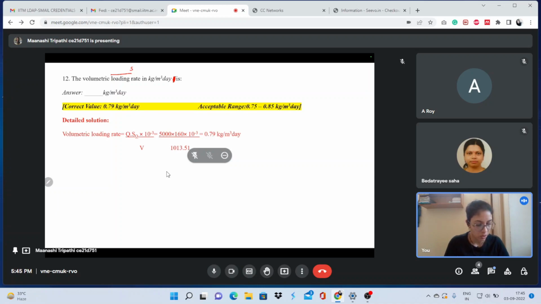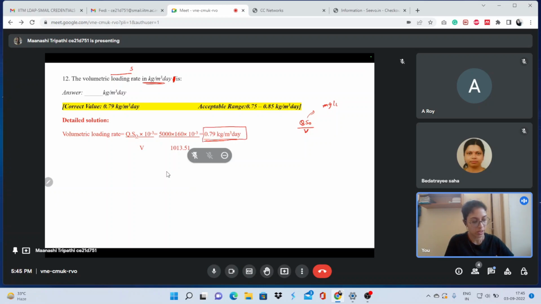Okay, so this is the answer. Volumetric loading rate is Q S naught upon V. What we have to do is just convert S naught, which is given in milligrams per liter, to this range, kg per meter cube per day. So we can multiply by Q and divide by volume to get this value, because loading is calculated in the form of mass per unit volume per day.